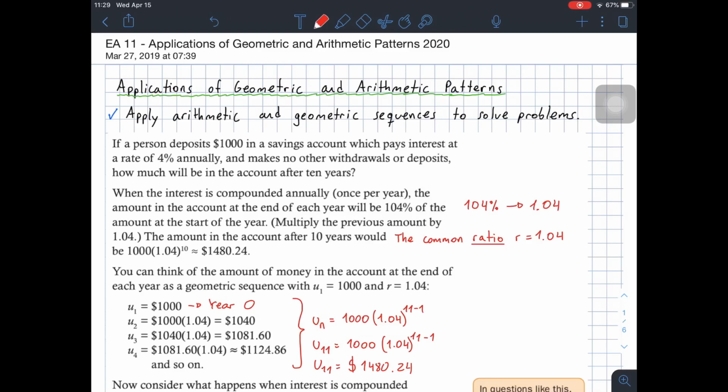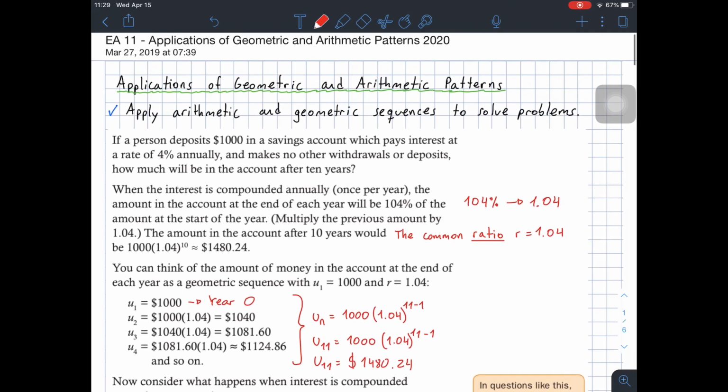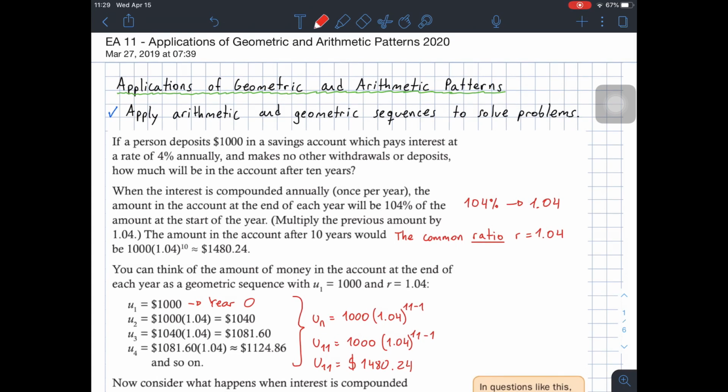Hello seniors, today we're going to see electronic assignment number 11, which is applications of geometric and arithmetic patterns. Basically, what we're going to see during this class is how we can apply the concepts that we've learned about arithmetic and geometric sequences into real life situations, okay? So the objective for this class is only one: apply arithmetic and geometric sequences to solve problems.